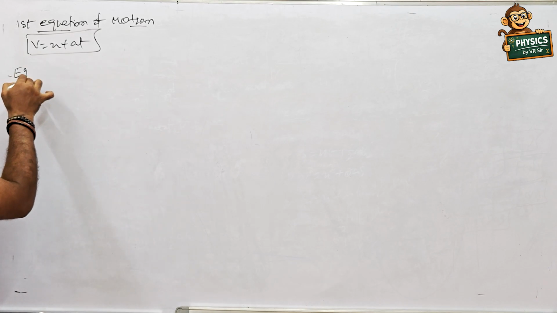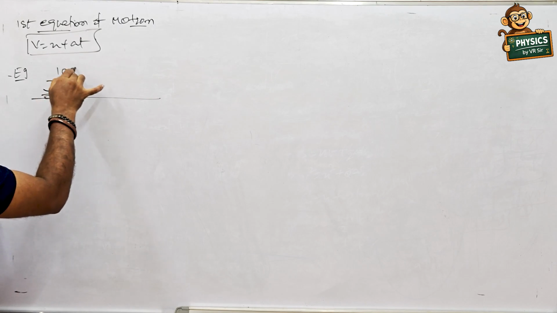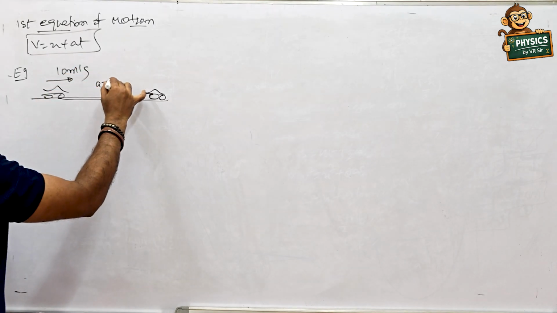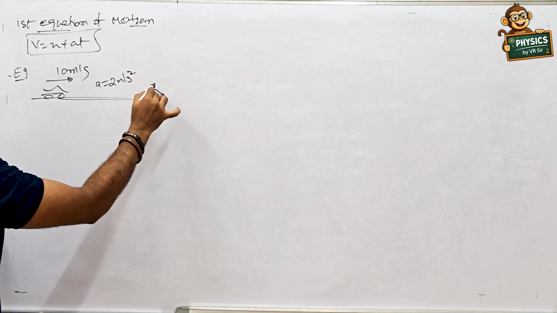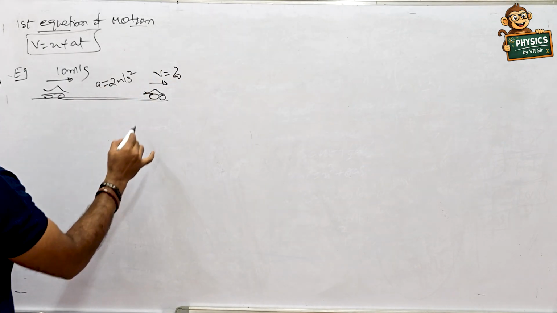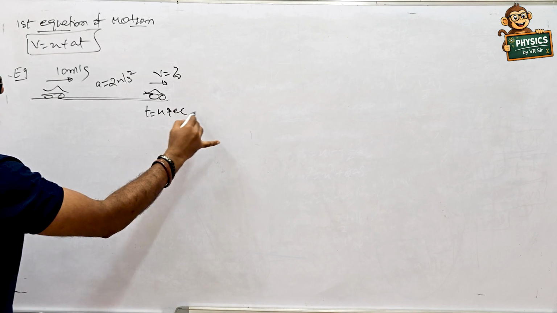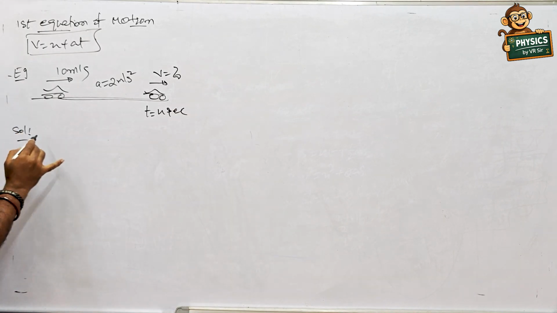Now example. An object is moving with 10 meters per second. If it is maintaining an acceleration of 2 meters per second square, this is a constant. What is its velocity after t equivalent to 4 seconds? Hope it's clear. The description is clear, right?